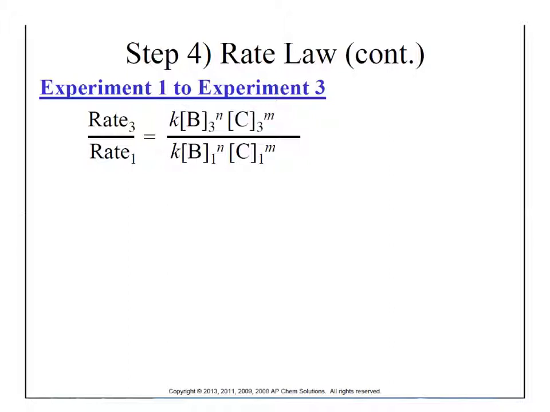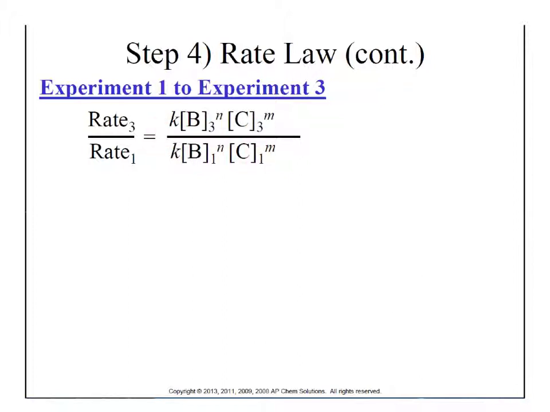So in this one, you just use the same rate factor. And so we're going to look at experiment 3 to experiment 1, because from 3 to 1, the concentration of C stayed the same, but the concentration of B doubled. And so you would just compare the rates from 3 to 1, and then you would divide it by, instead of just the concentrations, you would put in the actual rate law in there.